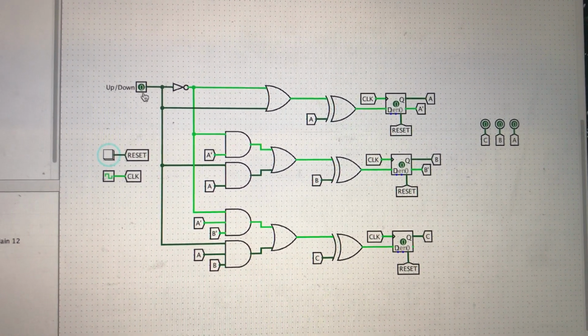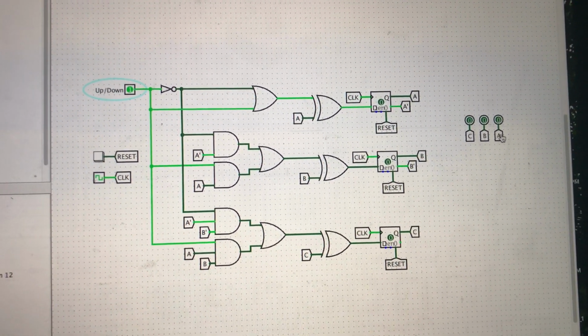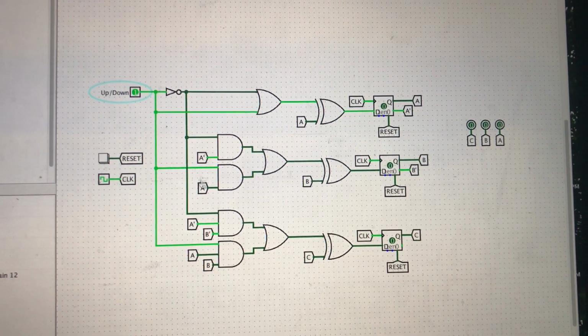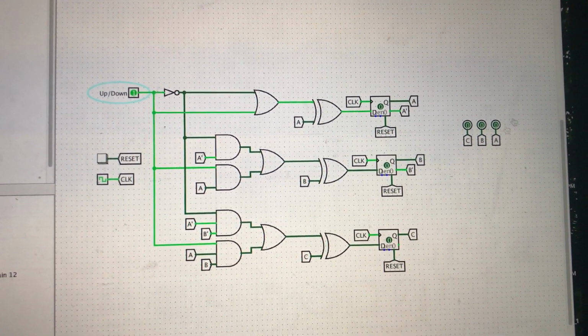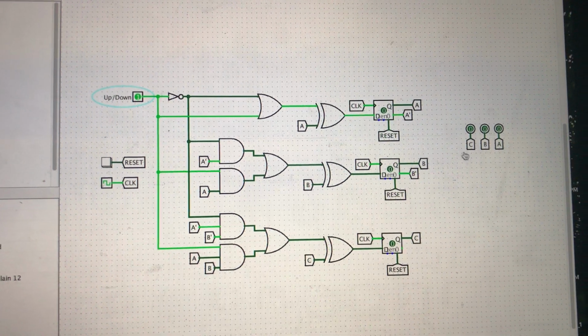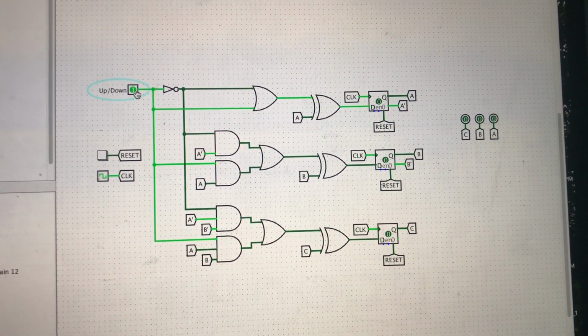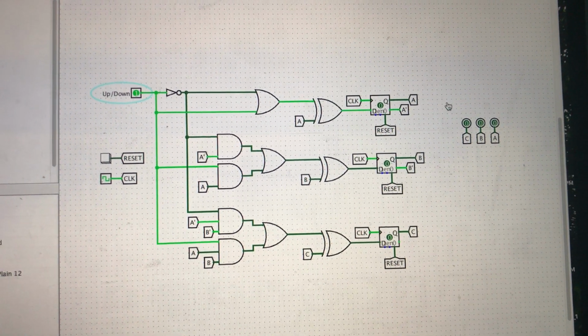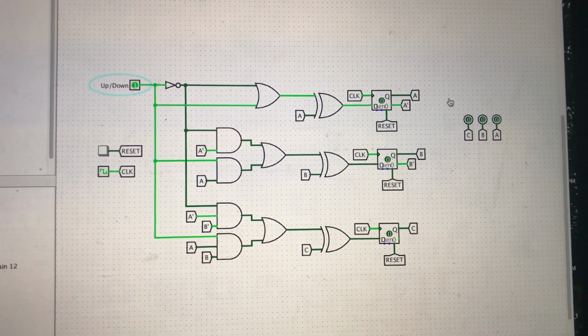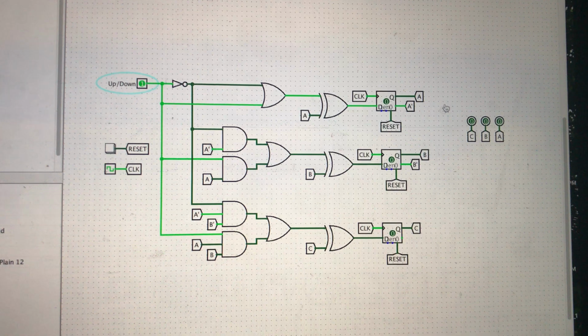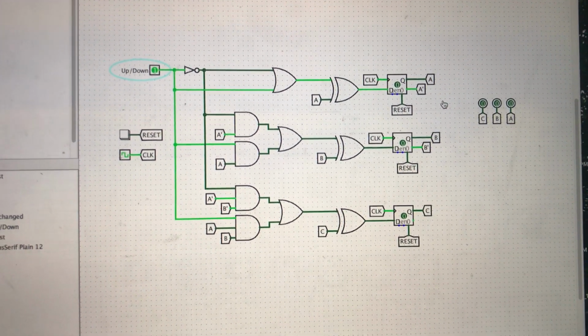So that's essentially how we see that this circuit works the way you would expect it to, where if you have up, down as 1, it counts up from whatever your starting position is until it hits 7 and then goes back to 0. Or if up, down is 0, then it counts down from your initial starting position until it hits 0 and then goes back to 7.